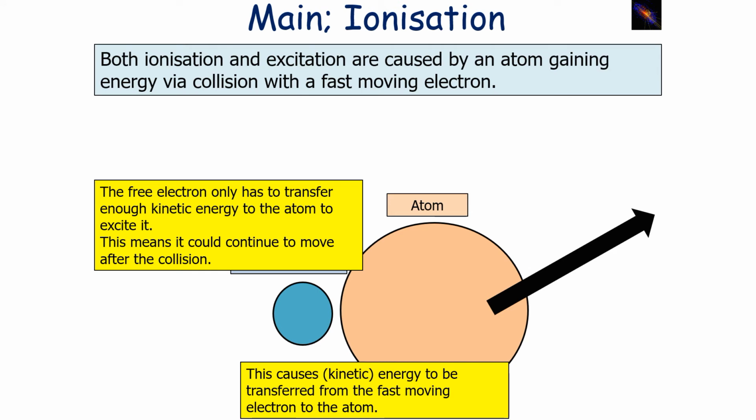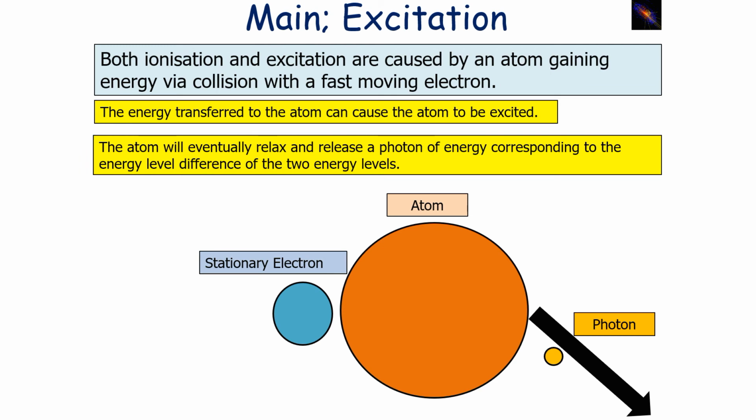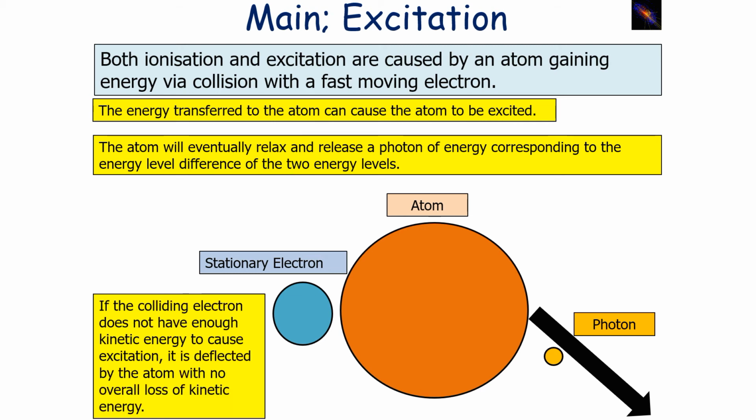But let's consider what happens to this excited atom. When energy is transferred to the atom, this can cause the atom to be excited. The atom will then eventually relax and release a photon of energy corresponding to the energy level difference of two energy levels inside its structure. Now, in this particular example, the electron has stopped moving, so if we were measuring the current in this situation, the current would dip if excitation is occurring. But just remember, if the colliding electron does not have enough kinetic energy to cause excitation, it will be deflected by the atom with no overall loss of kinetic energy.